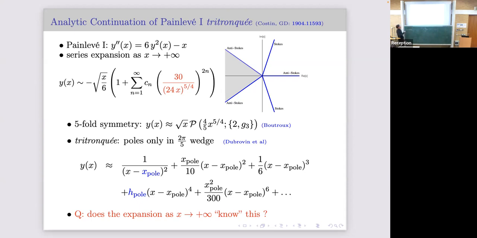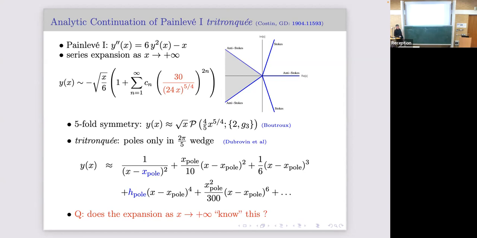So here's the equation. If you haven't seen it before, just know that it's a nonlinear equation. It's easy by scaling to see that the appropriate variable is not x, but x to the 5/4. And it's known that it has these five sectors of anti-Stokes, Stokes, anti-Stokes lines. That's because there's an inherent five-fold symmetry, which again is just a scaling symmetry in the equation. This has been known to be true for more than 100 years: asymptotically, this is just a Weierstrass P function, but not in the variable x, in the scaled variable.